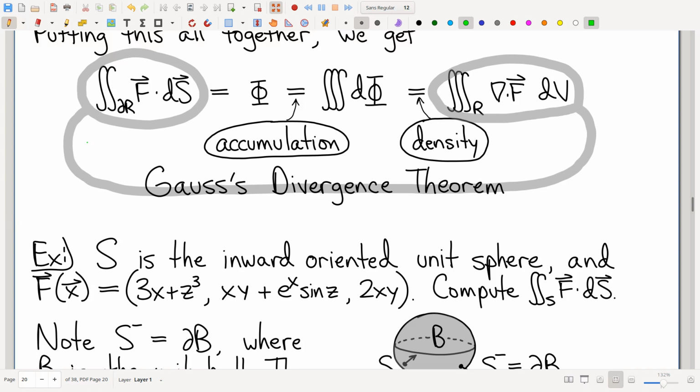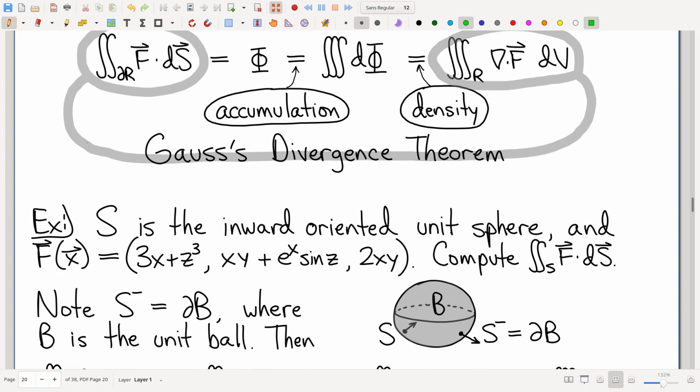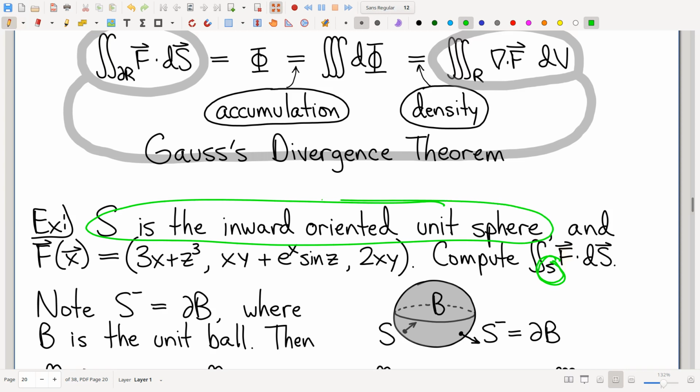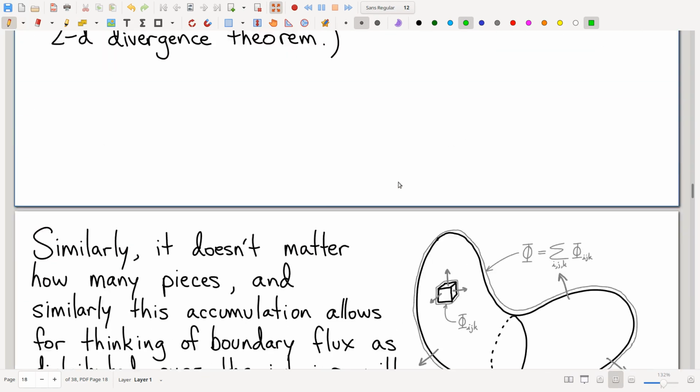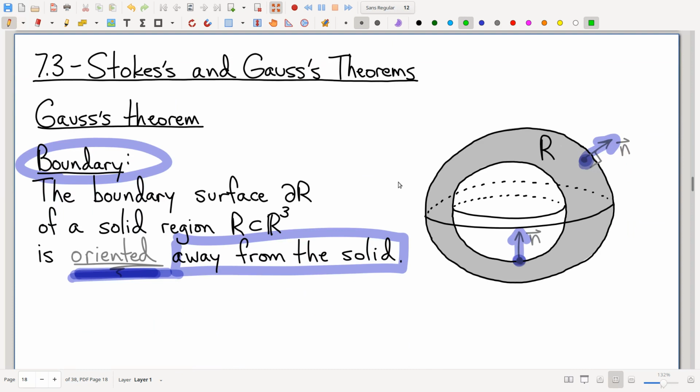Okay. All right. Okay. So we need to look at our details here. We've been asked to compute over this surface called S. S is described right here. It's the inward-oriented unit sphere. Let's ask, is that a boundary? And I'm sorry, it is not. And I know that this is finicky, uptight, persnickety, etc., right? But we have it right here.